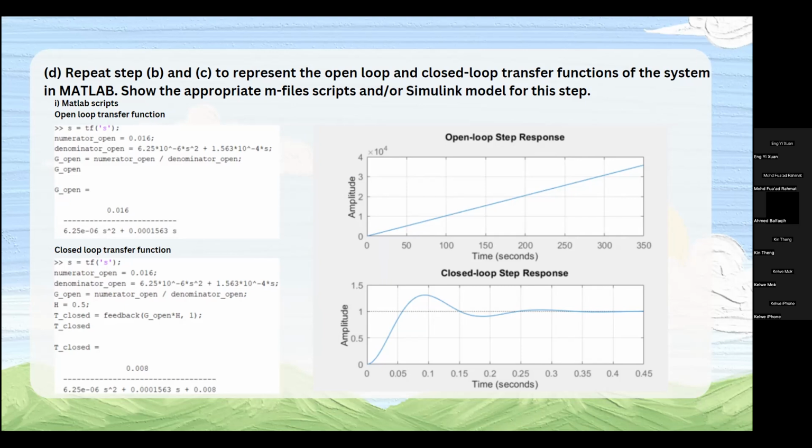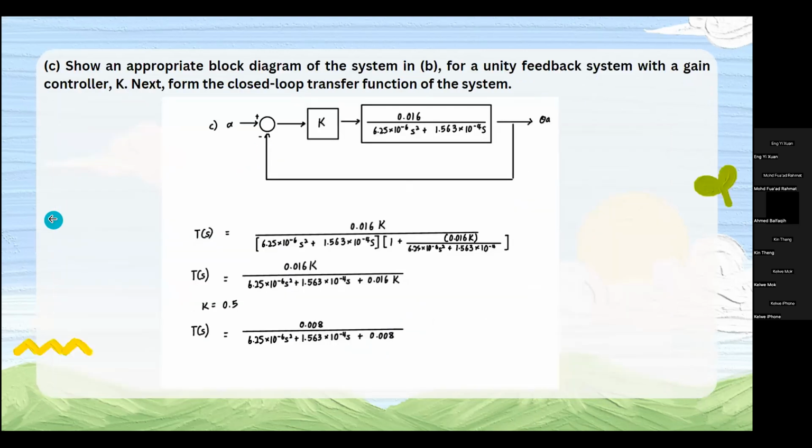So for the closed-loop transfer function of the system, we implement the gain controller K equal to 0.5 inside the system. So yeah. And then next page.